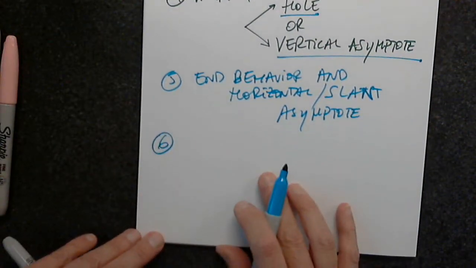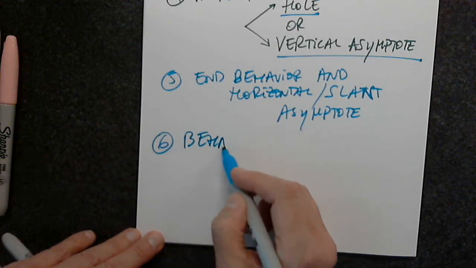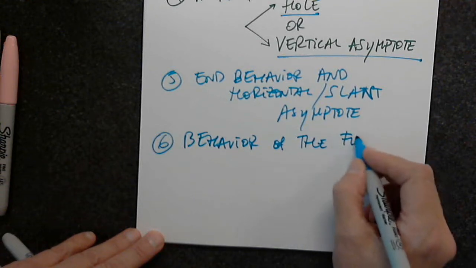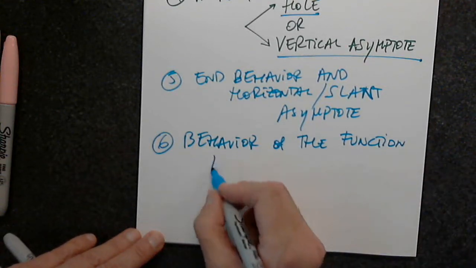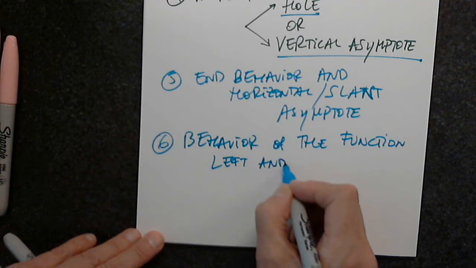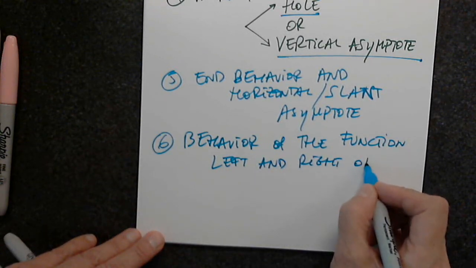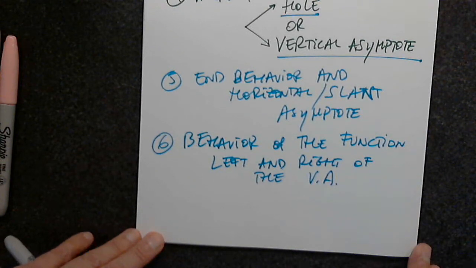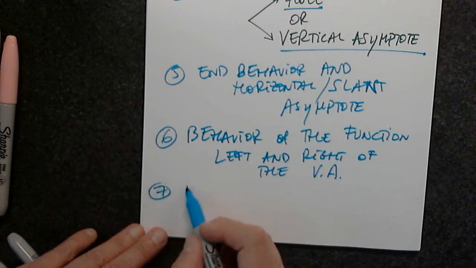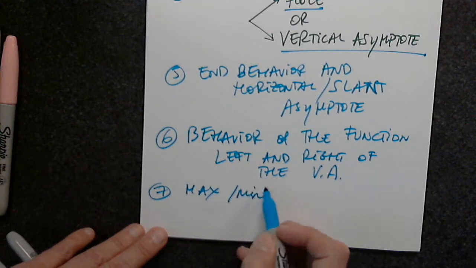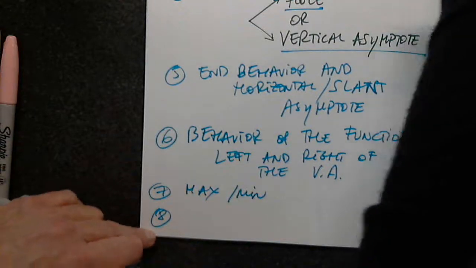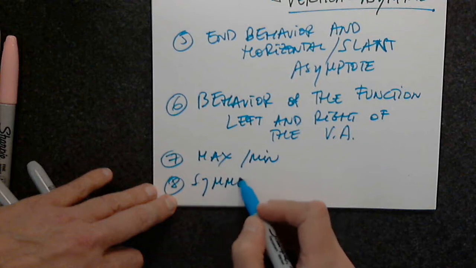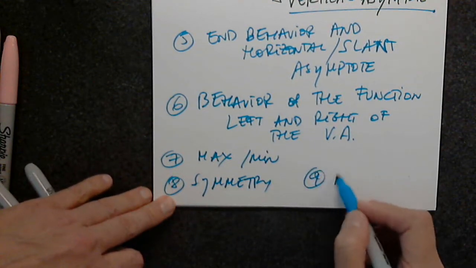6. Behavior of the function left and right of the VA, the vertical asymptote. 7. Max, min, if any. 8. Symmetry, if any. 9. Range.